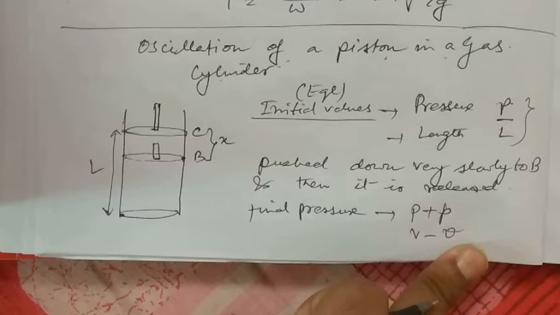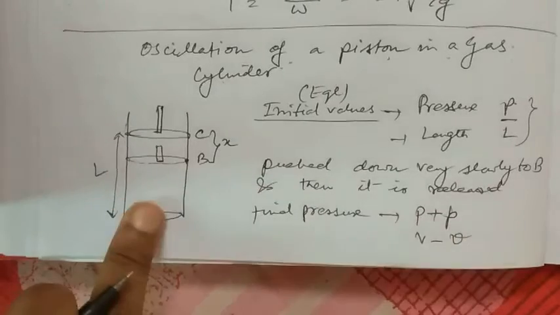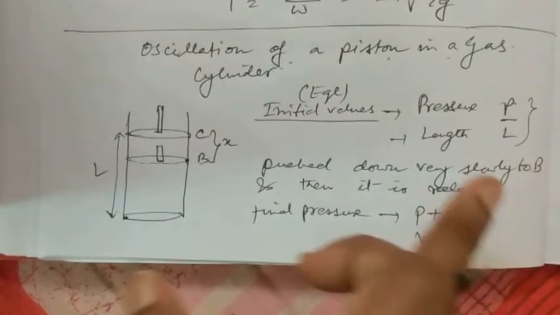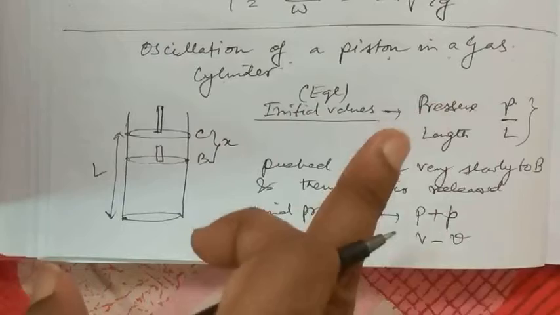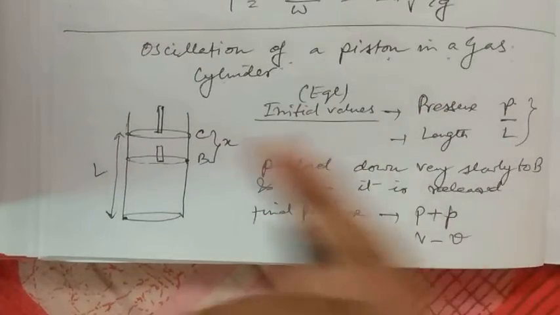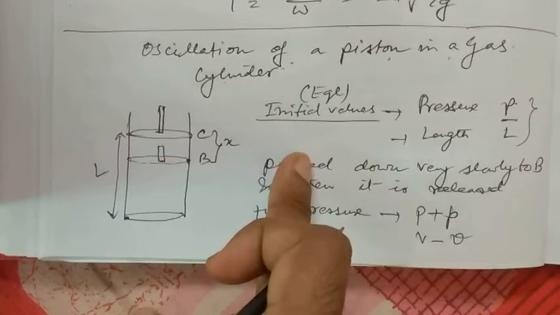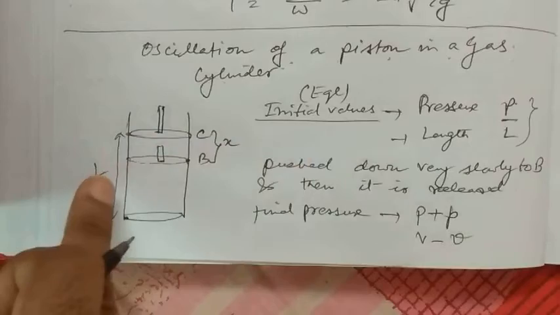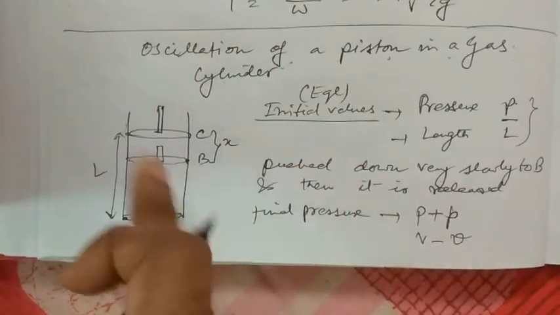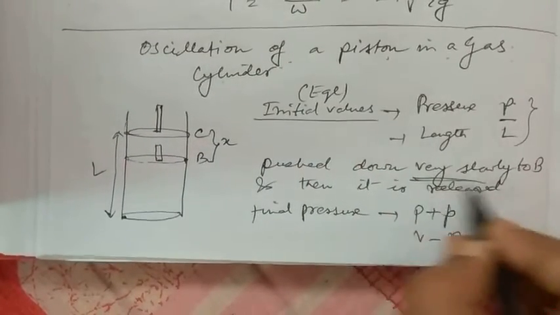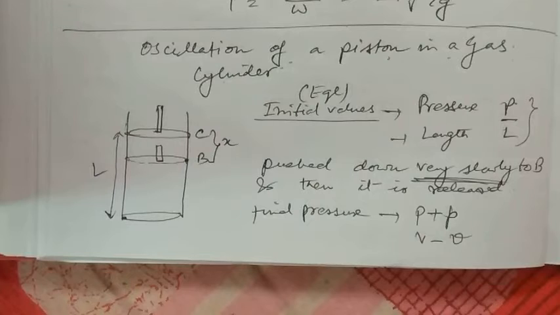Now if this change takes place isothermally, what is isothermal? That means temperature will not change. Isothermal means the heat will easily pass out, and the process has to be made very slow. This process was a very slow process. So this is isothermal.